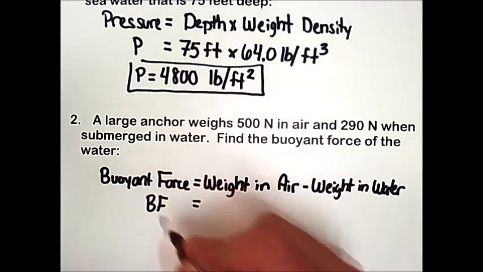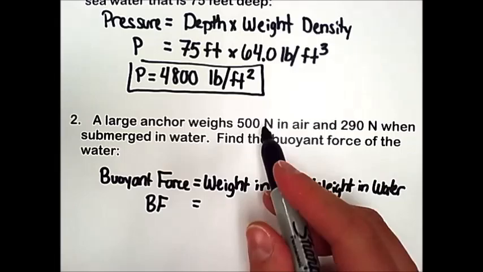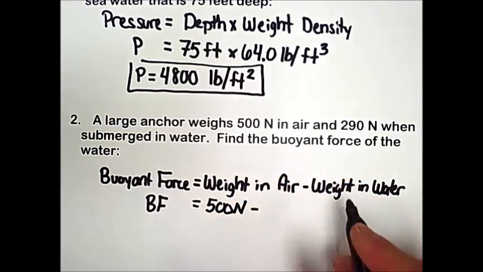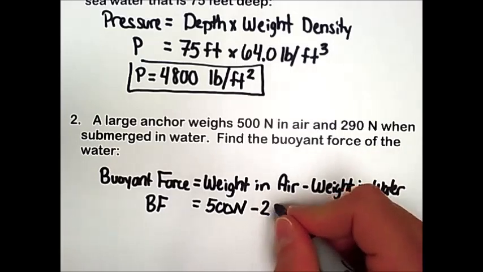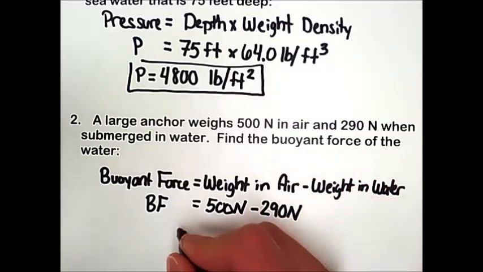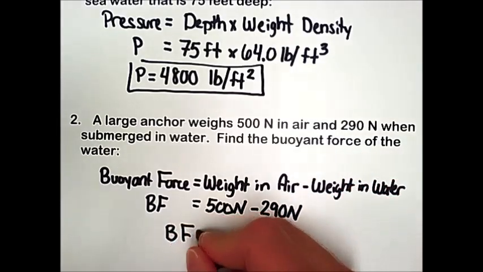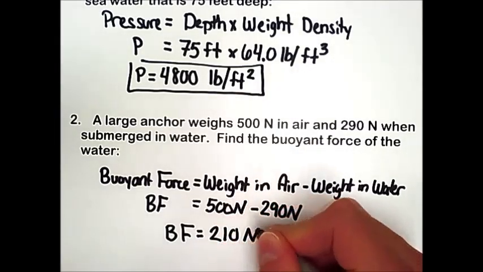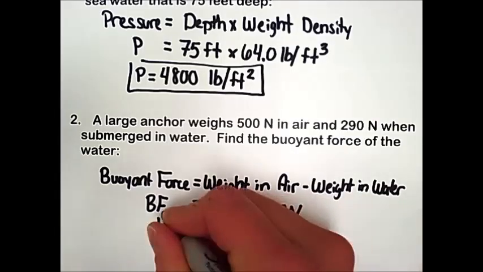So our weight in air, we're told, is 500 newtons. The weight in water, we're told, is 290 newtons. So when we subtract those two values, 500 minus 290, we get a buoyant force of 210 newtons.